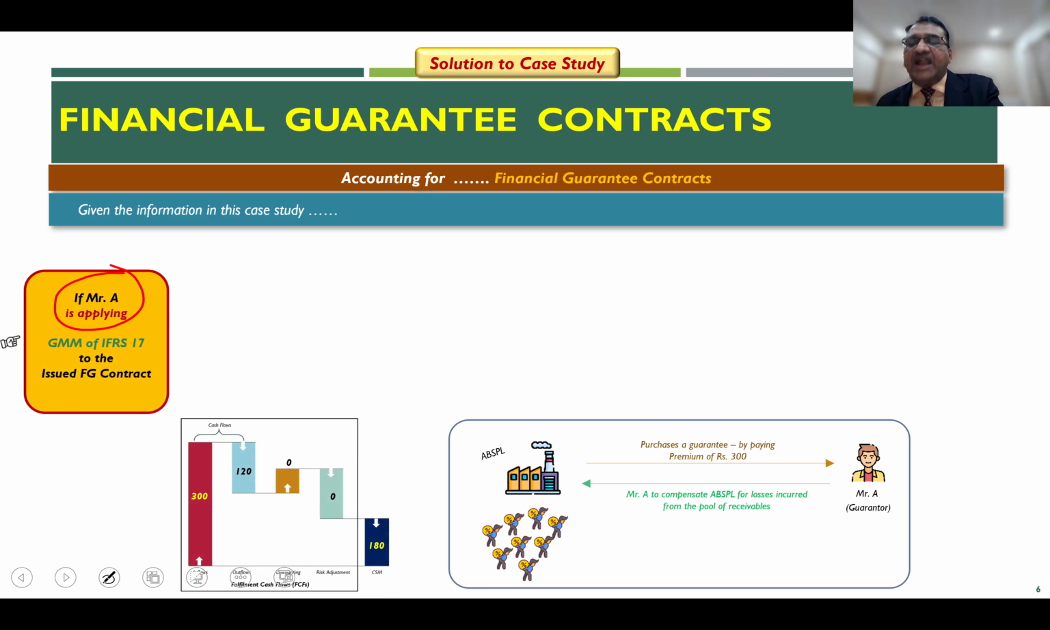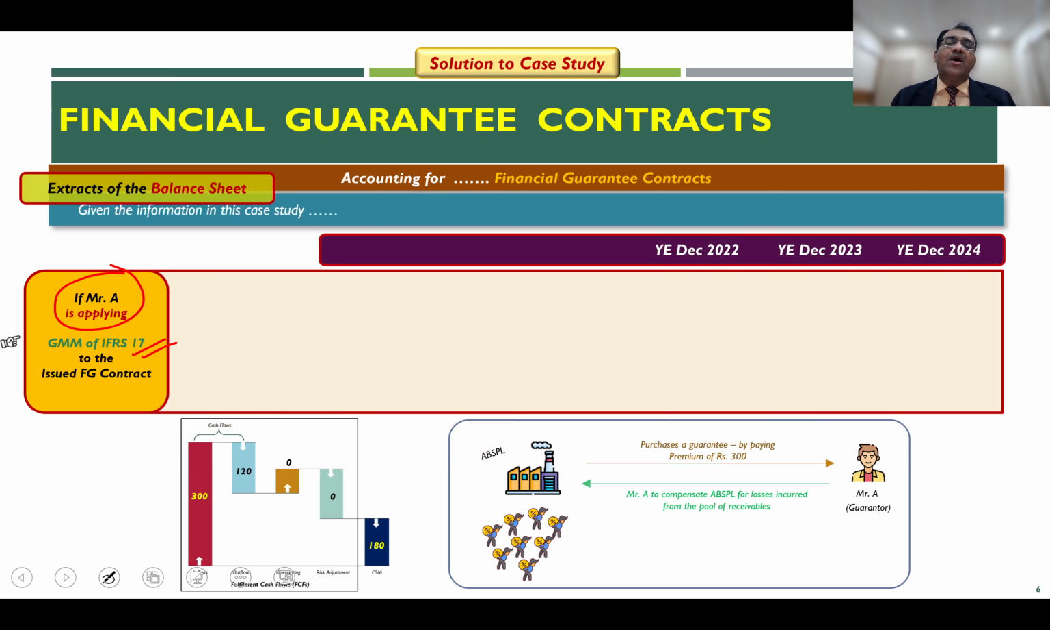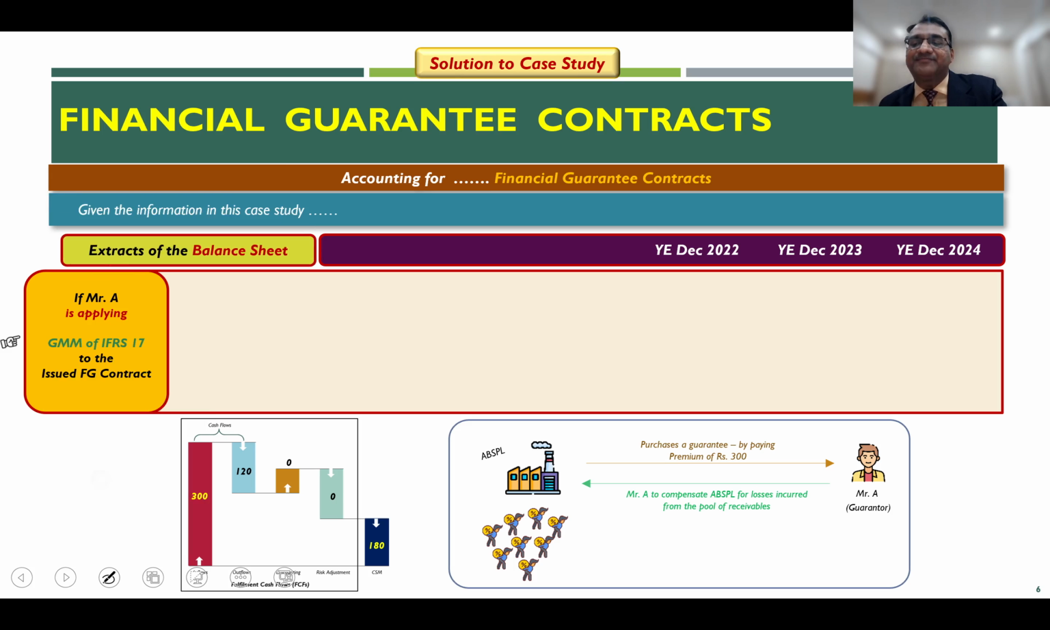If Mr. A were to apply the GMM model under IFRS 17 or Ind AS 117 to such an issued financial guarantee contract, how will the balance sheet look like? We are first looking at the balance sheet. Next slide, we will look at the P&L. Now, if you look at a typical insurance contract, what would you expect?